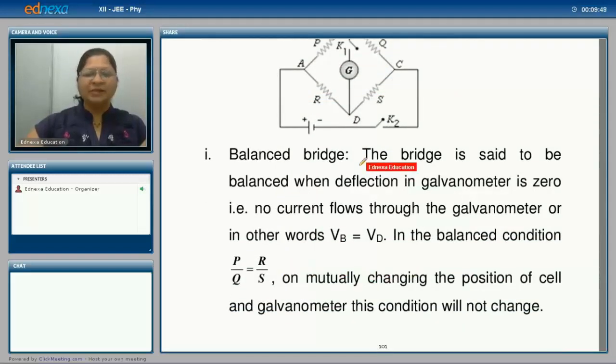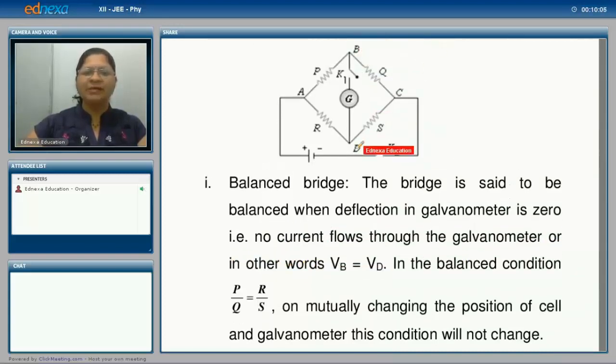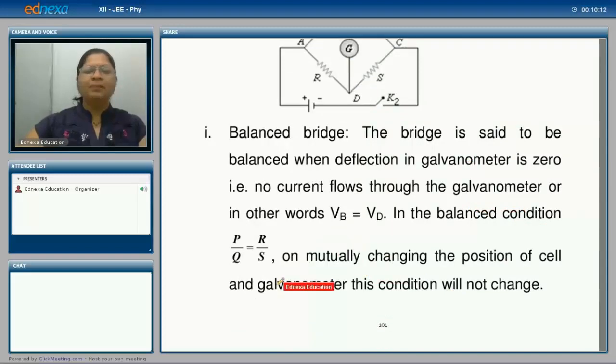Now what is the balanced bridge? Let us see. The bridge is said to be balanced when deflection in galvanometer is 0. That is, no current flows through the galvanometer, or in other words, the potential at point B is equal to potential at point D. Now in this balance condition, what can you write? P upon Q equal to R upon S. On mutually changing the position of cell and galvanometer, this condition will not change.